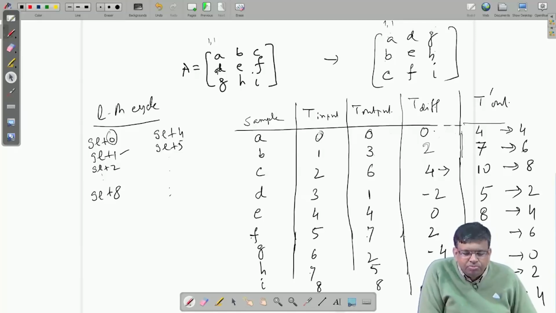Then the reader moves further to the 2 comma 1 position at 9L plus 3.